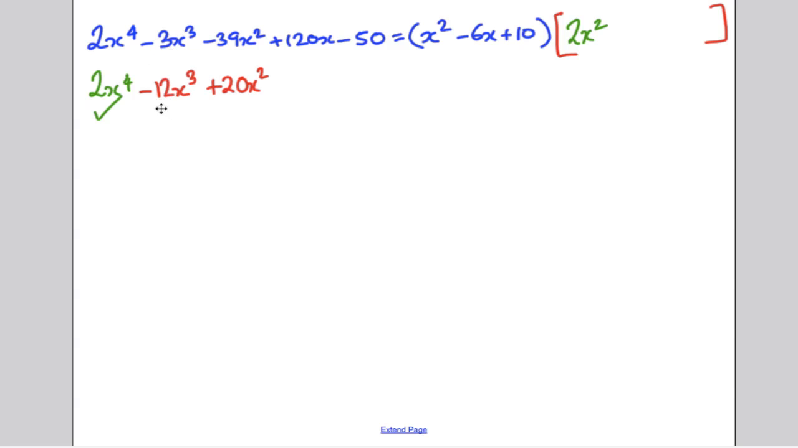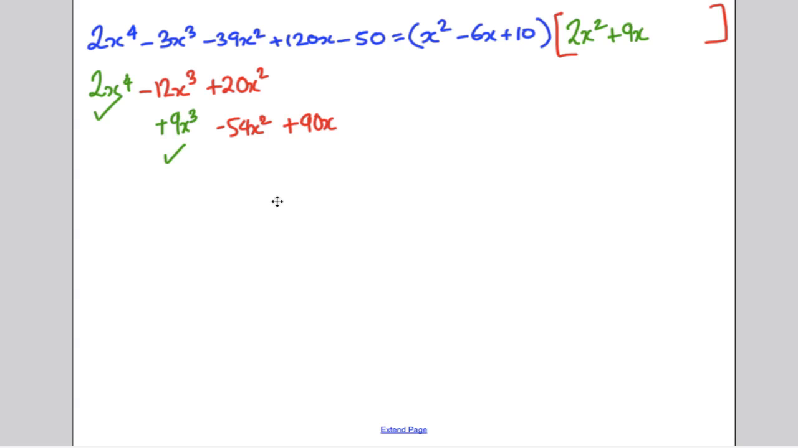Let's fix this. I don't want negative 12x cubed. I want negative 3x cubed. So I'm going to have to add on 9x cubed. What needs to go here so that when I multiply it by the x squared, I get 9x cubed? Well, plus 9x. Now, that fixes me up here and gives me the 9x cubed I'm looking for, but creates for me a negative 54x squared, and it also creates for me a plus 90x.